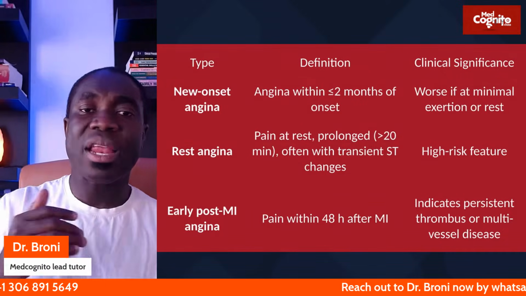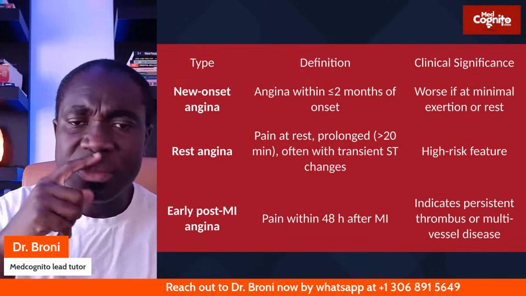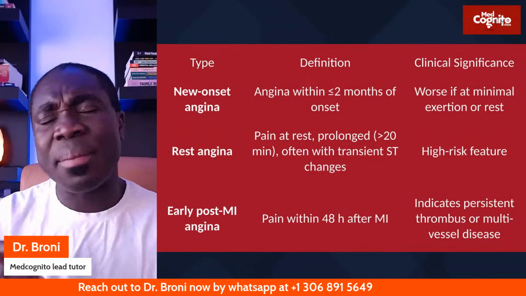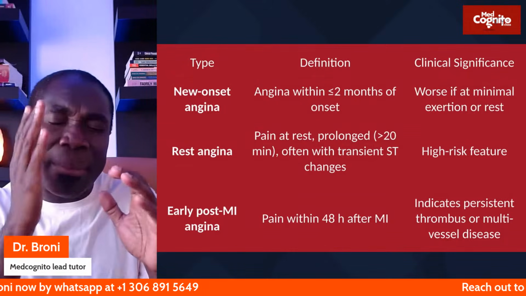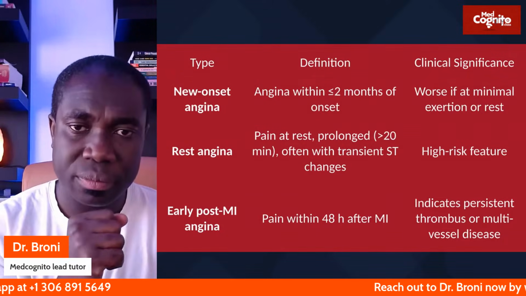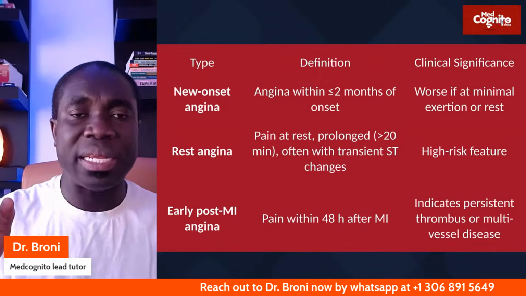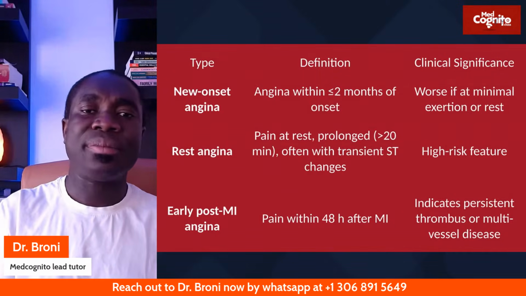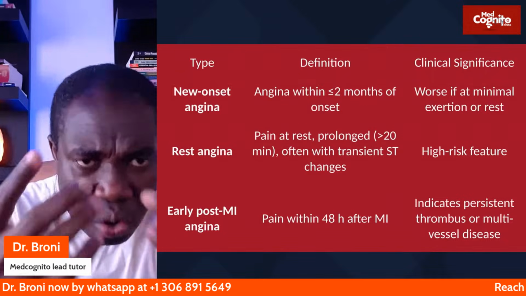And then we also have early post-MI angina. What is that? Early post-MI angina is pain within 48 hours after myocardial infarction. So you have a patient who has had myocardial infarction. The patient has been managed in the cath lab, and then within 48 hours, the patient starts experiencing new onset chest pain.